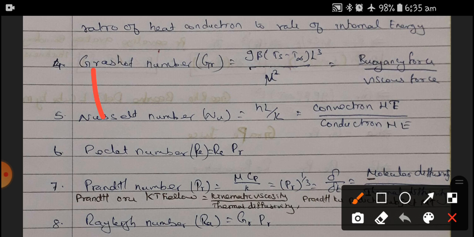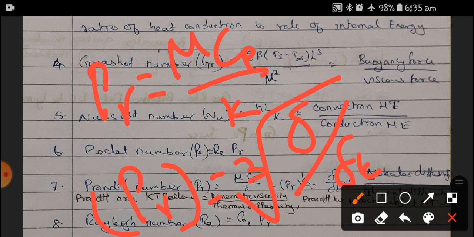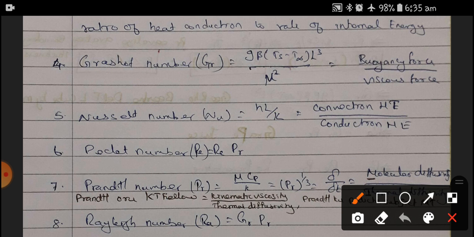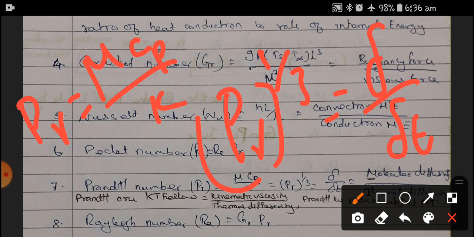We know that Prandtl number is equal to mu Cp by K, and similarly Prandtl number is equal to cube root of molar diffusivity to the thermal diffusivity. So this is the formula. So instead of this, we can use Pr power 1 by 3 is equal to delta by delta T, whereas Pr is equal to mu Cp by K.